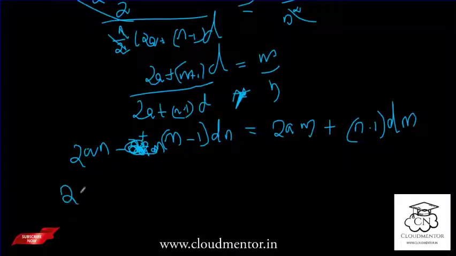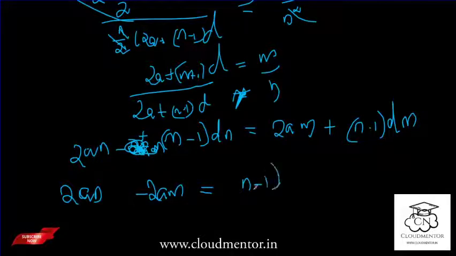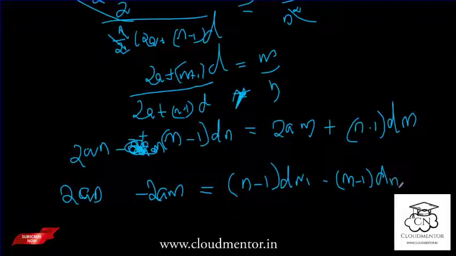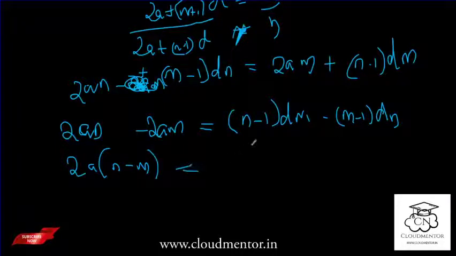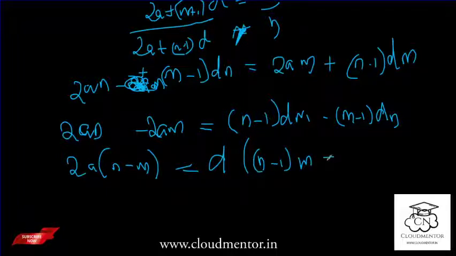Yes. So 2an minus 2am, which is equal to n minus 1 into dm minus m minus 1 into dn. I have taken 2am towards the left side and m minus 1 into dn towards the right side. Okay, so we got 2a as common, 2a of n minus m, which is equal to, we can take d common here, so d of n minus 1 into m minus m minus 1 of n.